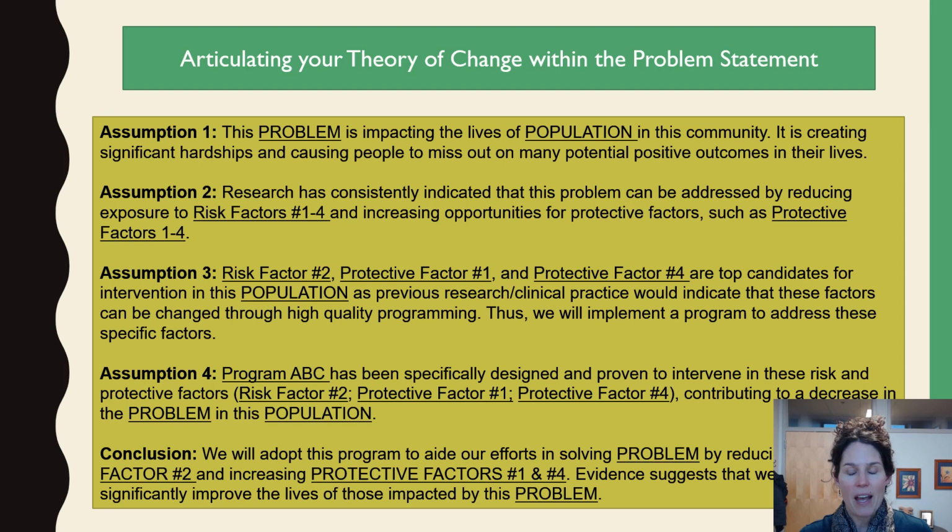Here's how you end up articulating your theory of change within the problem statement. First you explain how the problem is affecting the population, then you give an overview of risk and protective factors, then you narrow in on the ones that you're going to be focusing on, and then in assumption 4 you tie that to a specific evidence-based program, and clarify how you're going to be increasing and decreasing those.